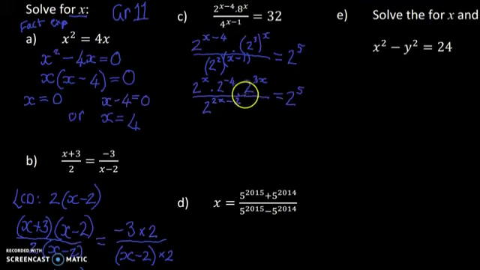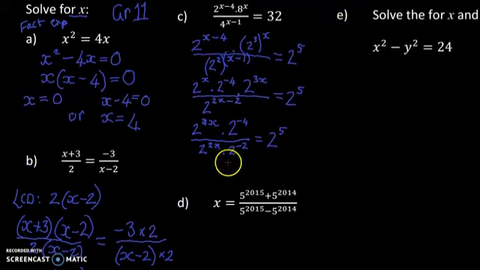I'm also going to break this up a bit and add these and see what happens. So I have 2 to the power of 2x, or 4x at least, at the top, times 2 to the power of negative 4. And at the bottom, I have 2 to the power of 2x times 2 to the power of negative 2 is equal to 2 to the power of 5.